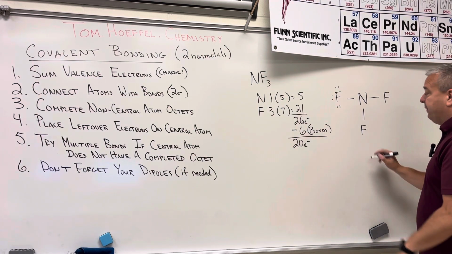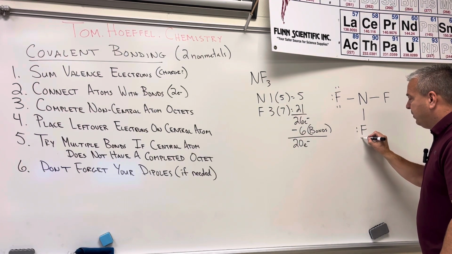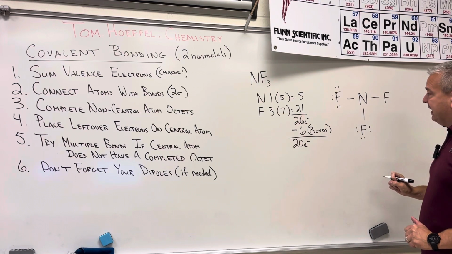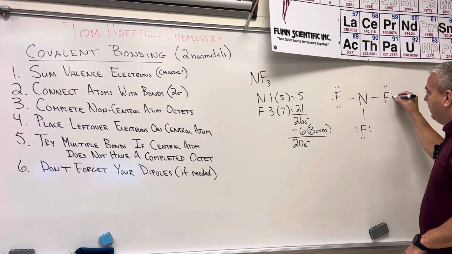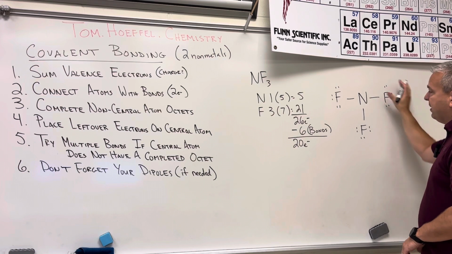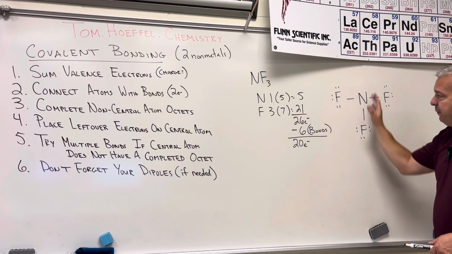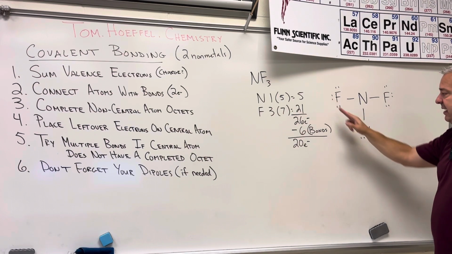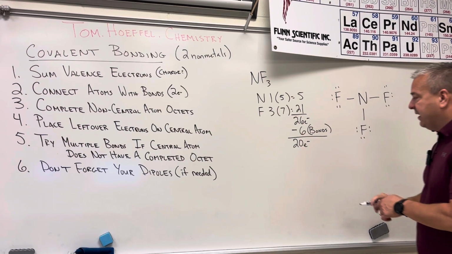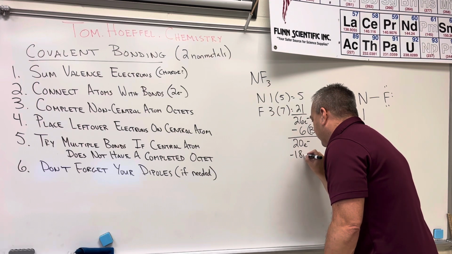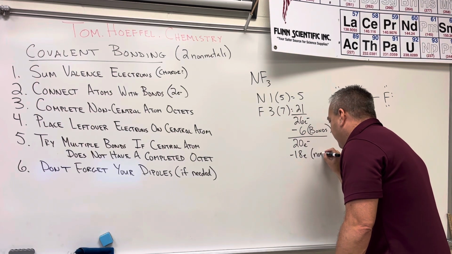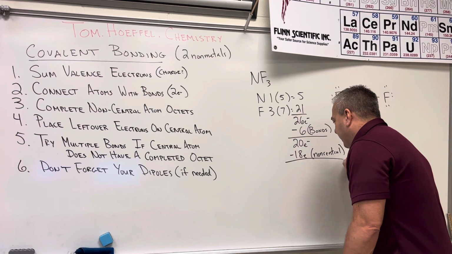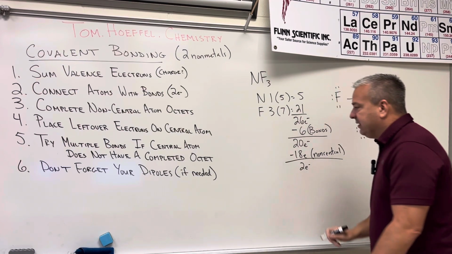Okay, I'm going to do that for the other fluorines. 2, 4, 6 plus these 2 electrons gets its octet complete. 2, 4, 6 plus these 2 electrons completes that octet. And if we add up all the electrons that I used on these non-central atoms, I got 6 here, 6 here, and 6 here. That's a total of 18 electrons that I placed on the non-central atoms. Now that's going to leave me with 2 electrons left over.